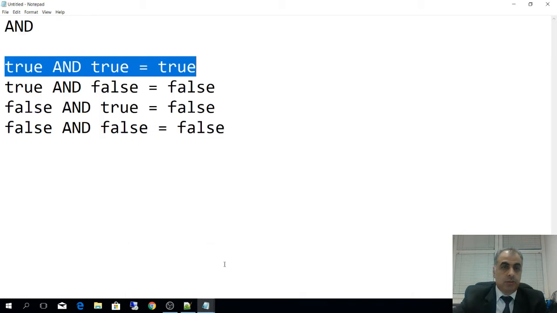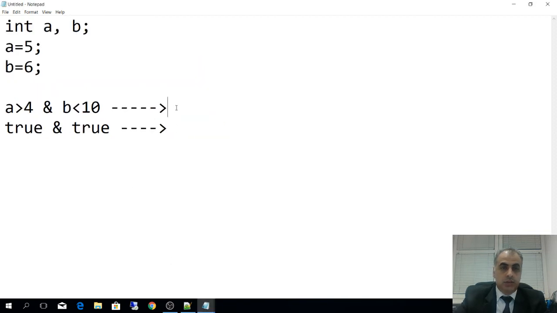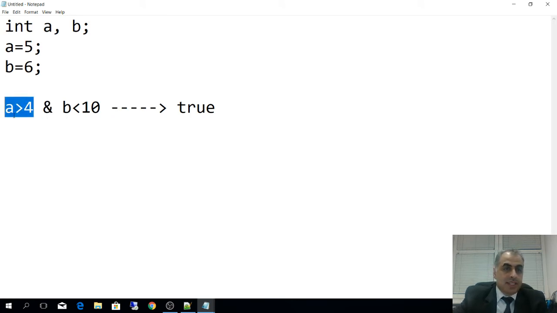Let us just check from here. True and true is true, and then the result is going to be true. You see, the result is not 4, the result is not 5, the result is true. So this is the rule. For the AND operator, on the left hand side we have something which has the result as true, and the right hand side, the second term, should also be true or false. So true and true, the result is true.